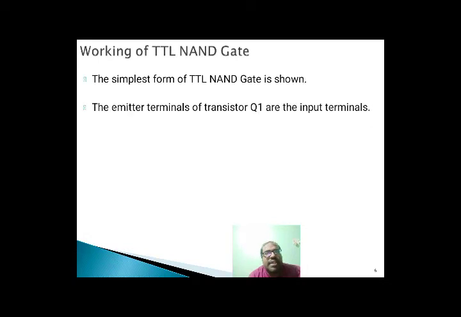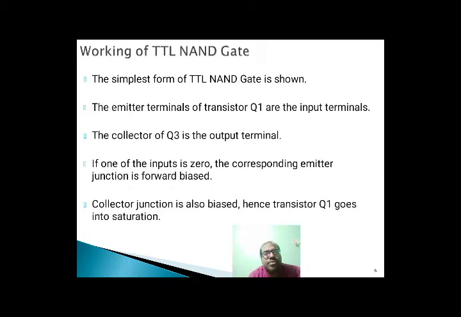Working of the TTL NAND gate, here I am showing to you. The simplest form of TTL NAND gate is shown here. The emitter terminals of the transistor Q1 are the two input terminals. The collector of Q3 is the output terminal. If one of the inputs is 0, the corresponding emitter junction is forward biased. The collector junction is also biased. Hence, transistor Q1 goes into saturation.